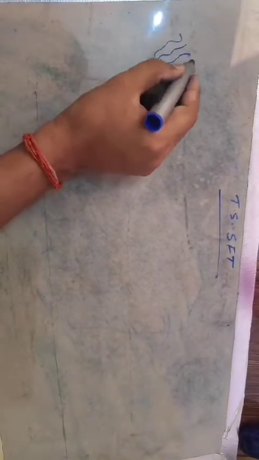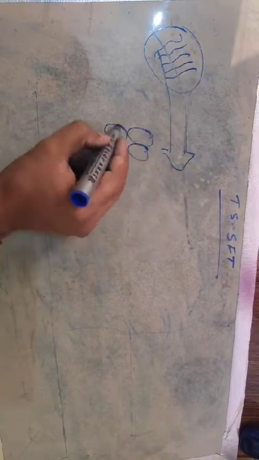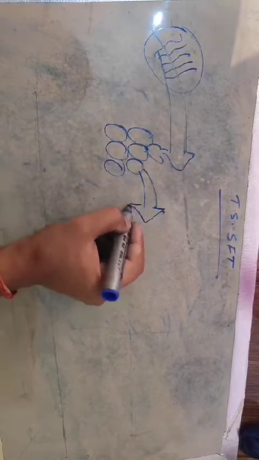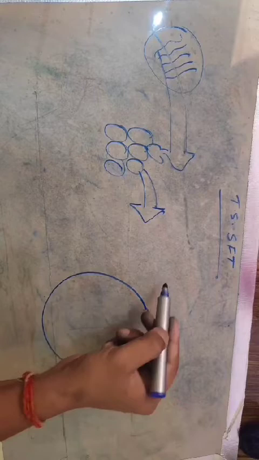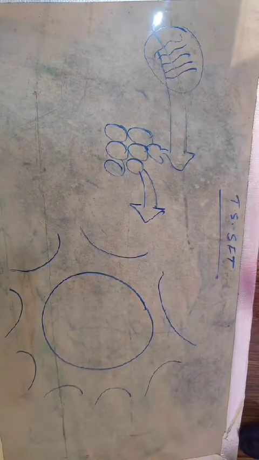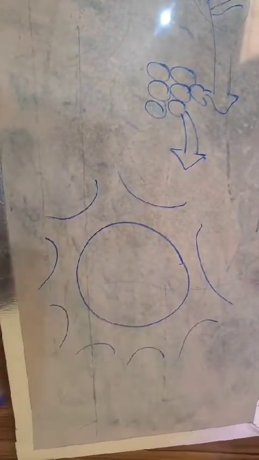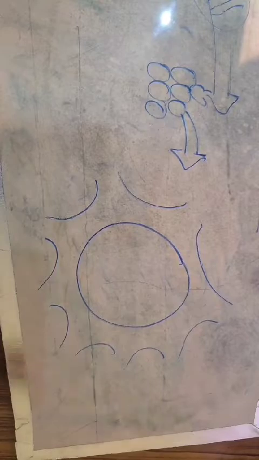Students, now we are going to draw the very important diagram, the T.S. of seminiferous tubules. This one is the many seminiferous tubules and this one is the single seminiferous tubule. In examination you have to draw only this diagram, and this is the other neighboring seminiferous tubule. Now back to the other specific part of the seminiferous tubules.